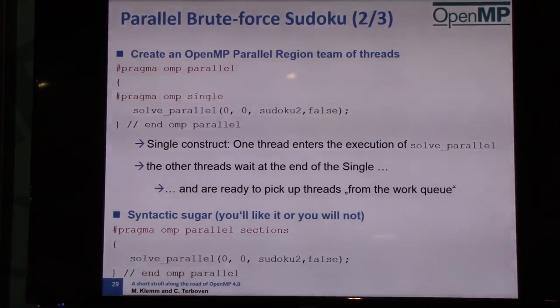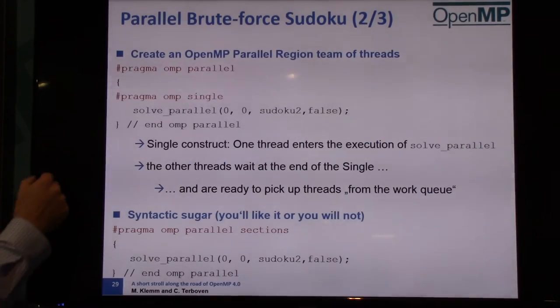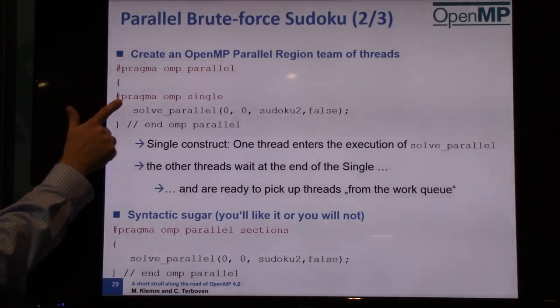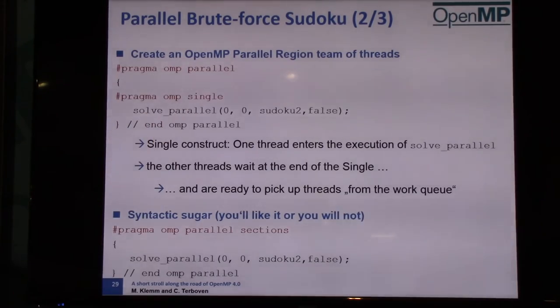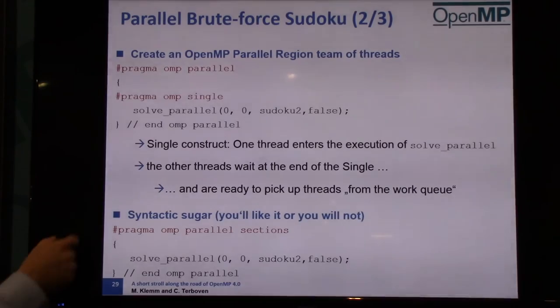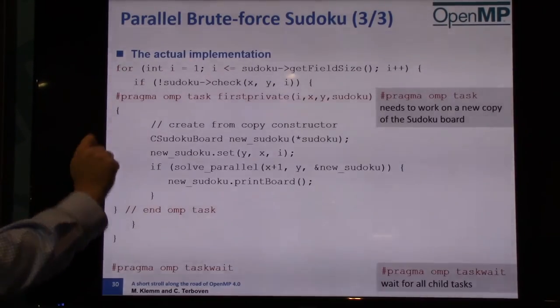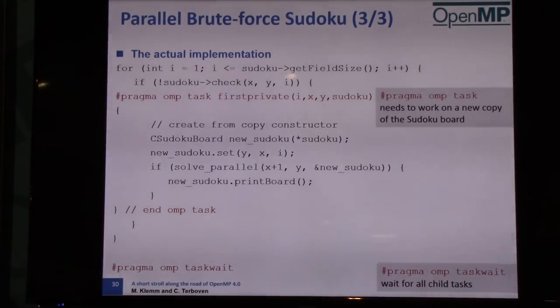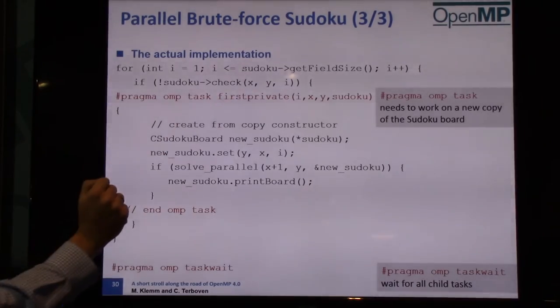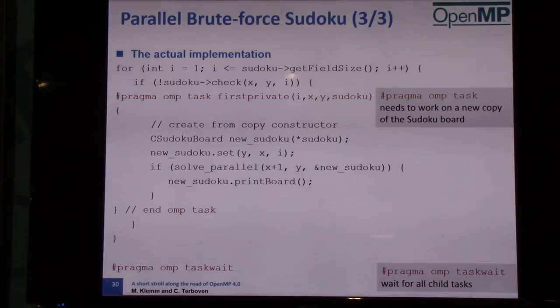We have a code view here as well. So that's pragma omp parallel, pragma omp single, as just explained. Solve parallel is a function call that will go through all the possible Sudoku fields, try all the possible solutions. This is what I just explained. And here you actually see the task construct. So the Sudoku is actually a pointer. I capture the pointer with the firstprivate clause, use a C++ copy constructor to get a new Sudoku board, and at the end I wait. That's all it takes.